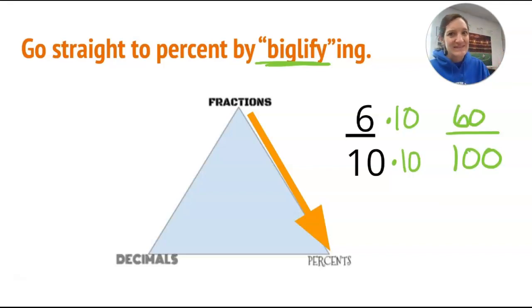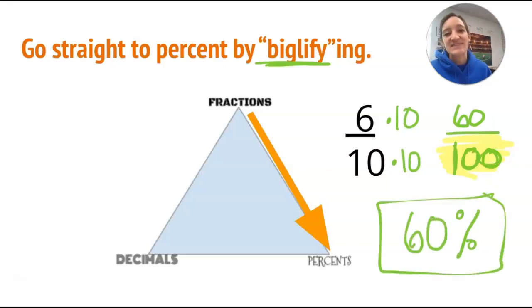And you might be like, well, Mrs. Madsen, that's not a percent. It's not, but you do know that anytime you have a fraction over 100, you can take those zeros and turn it into a percent. 60 over 100 is the same as 60%. So 6/10 is the same as 60%.